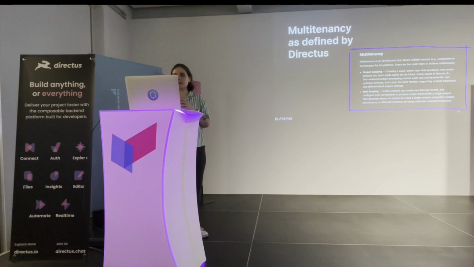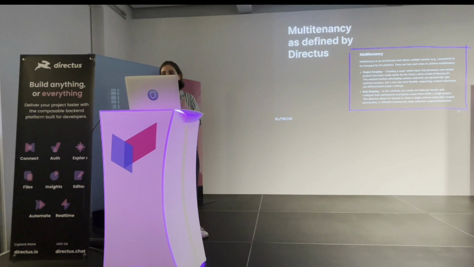This entry provides a very similar definition to the one that we looked at previously, but it adds some Directus-specific details. Basically, it adds the two main ways that you can achieve multi-tenancy in Directus, either through project scoping or through role scoping. For our product, we opted for role scoping because project scoping was just not a viable option for us.